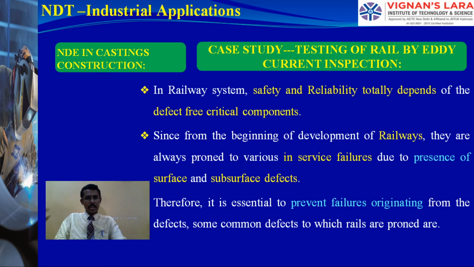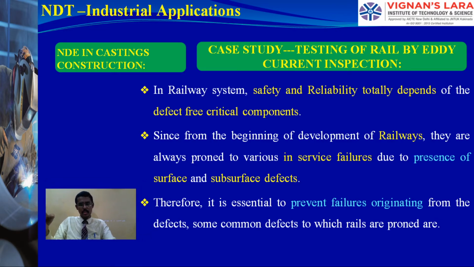Applications, as we have seen generally, are in railways, aerospace, and pressure vessels. A few applications we are summarizing. In railway systems, safety and reliability totally depend upon defect-free critical components. Yes, we agree. Whenever the components are free of defects, it runs smoothly. Otherwise it creates problems, accidents, and losses.